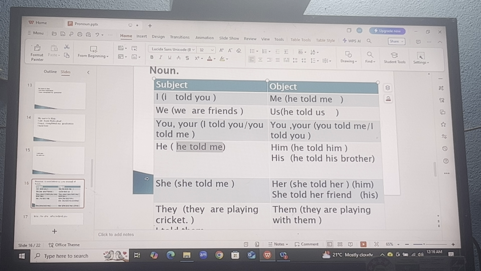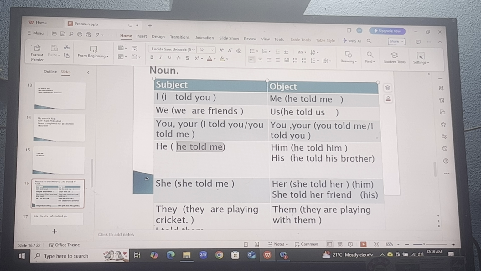So in our last class we have seen the definition and why we need to learn it. Then we even understood why we need to learn only these two types of pronoun, that is subjective and objective. But for our convenience, I have changed it to subject and object. Now let's try to understand what is subject.